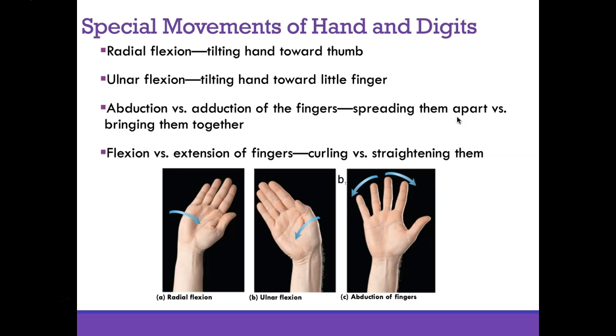You can abduct your fingers by spreading them apart. You can adduct them by bringing them together. We said you can hyperadduct them by crossing them over. You can flex your fingers by curling them. Those are hinge joints. And then you can extend them by straightening them again. So again, I would really take the time to make sure you understand each and every movement. Being able to do them yourself is the best test to see if you understand them.